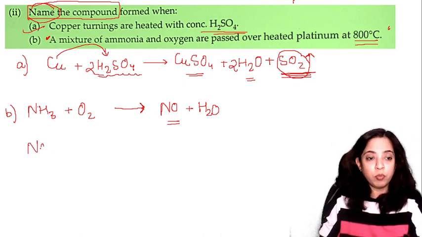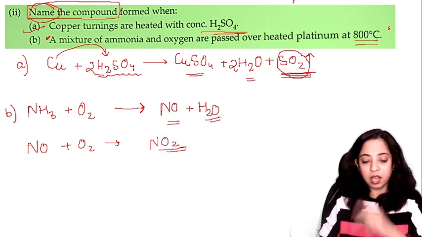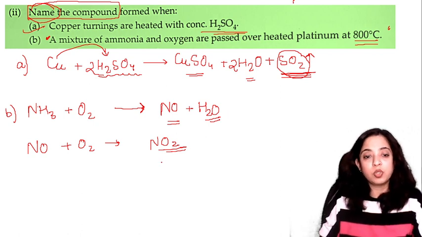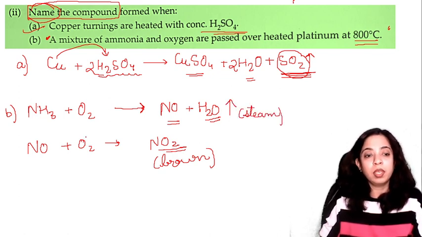This NO that is formed will again react with oxygen and it will form NO2, which is brown in color, while water rises off as steam. So this is the brown coloration, that brown liquid that you will see, and this will rise off as steam in the form of gas. Okay.